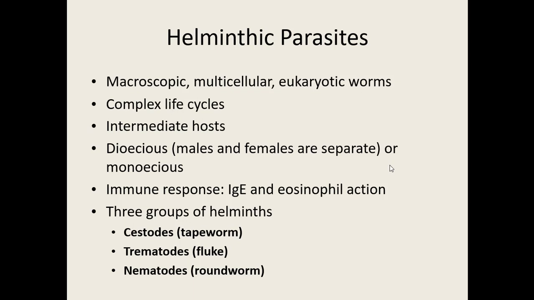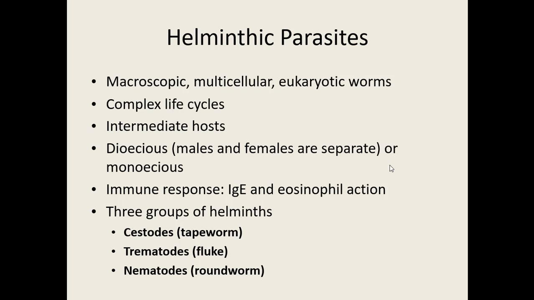Now, most of these have very complex life cycles. They can go through multiple intermediate hosts. Some of the adult stages are dioecious worms, which means there are female worms and there are male worms. And some of them are monoecious, which means one worm that has both sex organs in it. The immune response to any type of parasitic worm infection, we're always going to see an increase in antibody E, and we're also going to see an increase in your white blood cell, the eosinophils, that are trying to attack those parasitic worms.